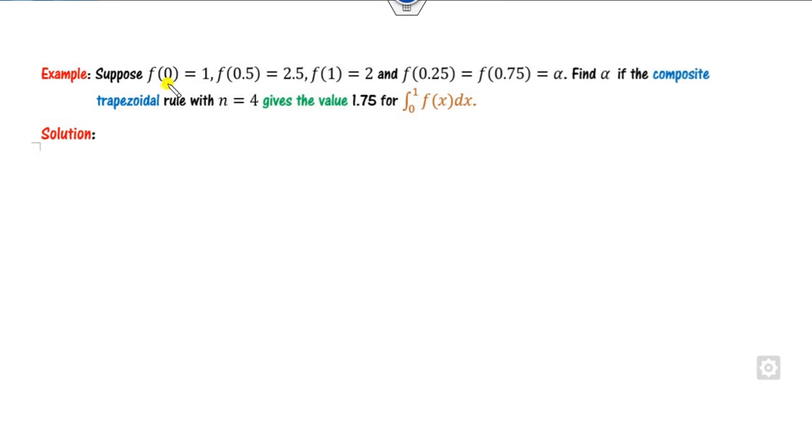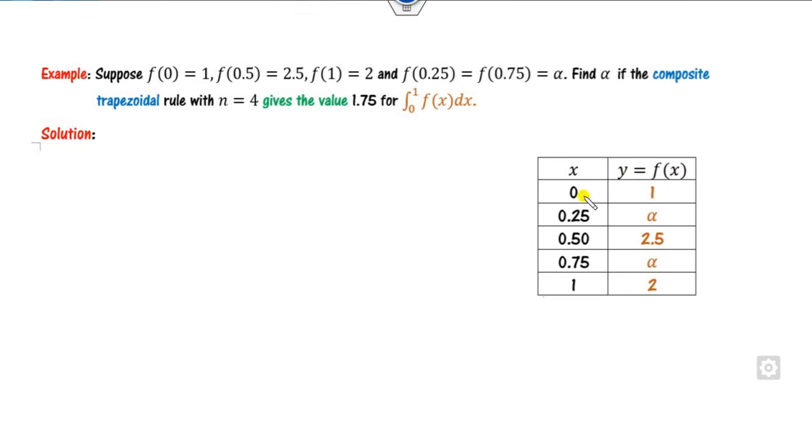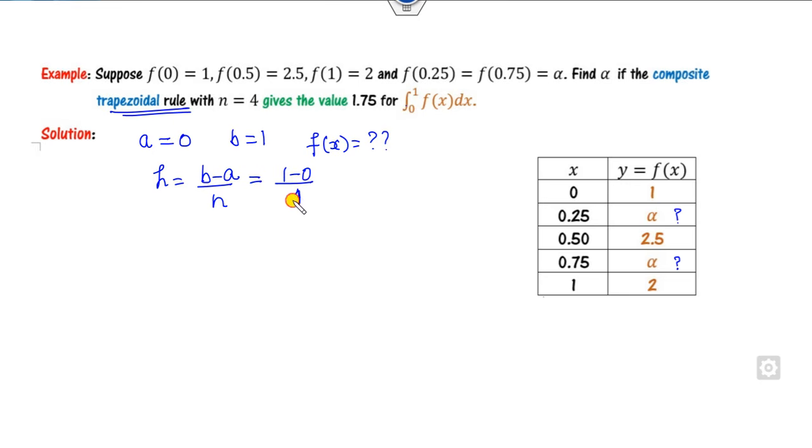Okay, what is given to you? Suppose the values are given to you. Find the value of this alpha if the composite trapezoidal rule, that means n is not equal to 1, is used. This value is already given to you. So you can firstly make that table. This is the value given to you, and your target is to find this number. Composite trapezoidal rule is given to you. What is a? The lower limit is 0, upper limit is 1. What is my f of x? f of x is not given to you. h will be b minus a over n.